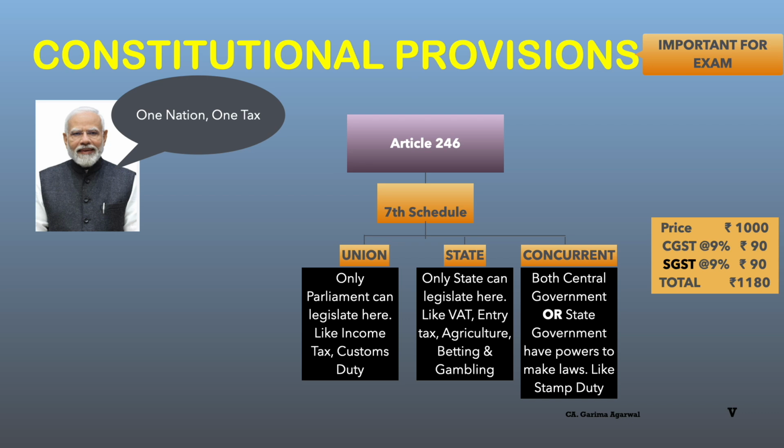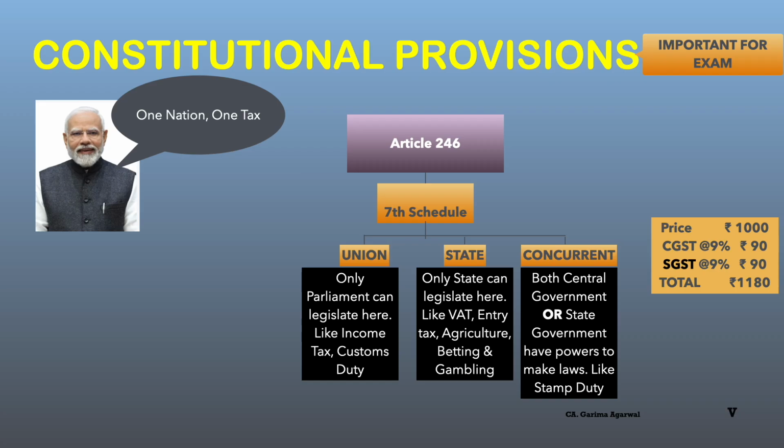It tells us that Parliament, central government, and the state legislatures have exclusive powers to make laws on subjects mentioned in 3 lists of the 7th schedule. List 1, that is Union list. Only Parliament can legislate here. That is defence, income tax, customs duty. List 2, state list. Only state legislatures can legislate here, like police, agriculture, sales tax, VAT, entry tax, betting. List 3, concurrent list. Both can legislate, like stamp duty.